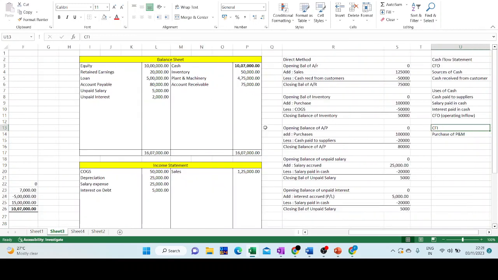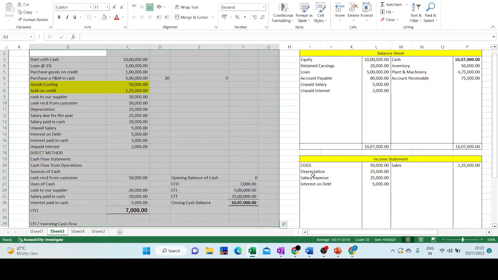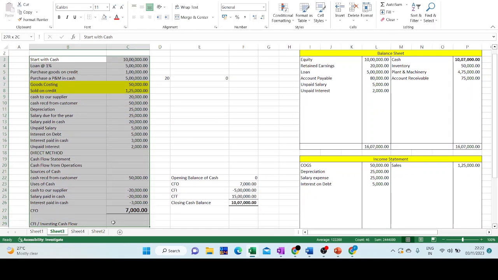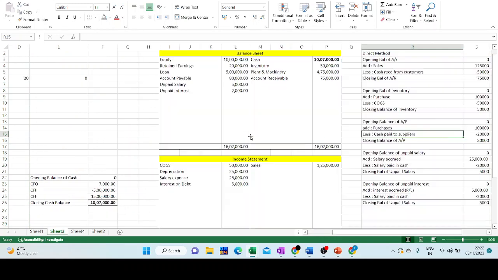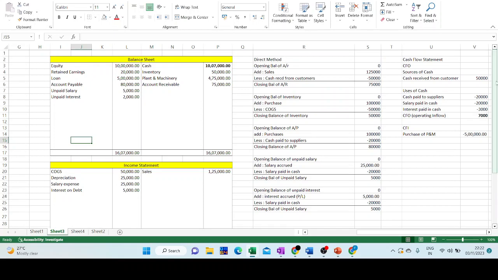But in the examinations, in advanced examinations, not in CFA examinations, you'll never get to know of all these transactions. All you are given is your balance sheet and income statement, and from that balance sheet and income statement you need to prepare the cash flow statement, right? And the cash flow statement would basically reconcile the opening and the closing balances of cash, right?